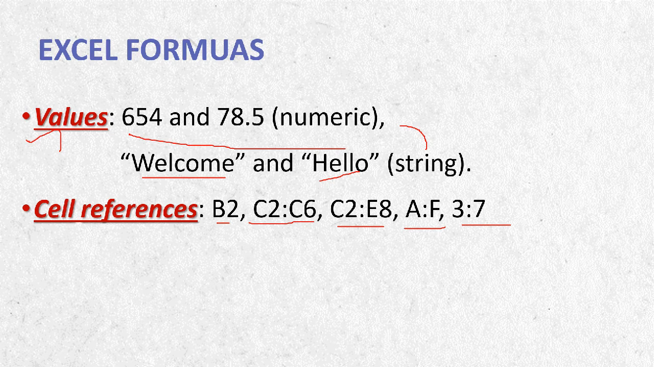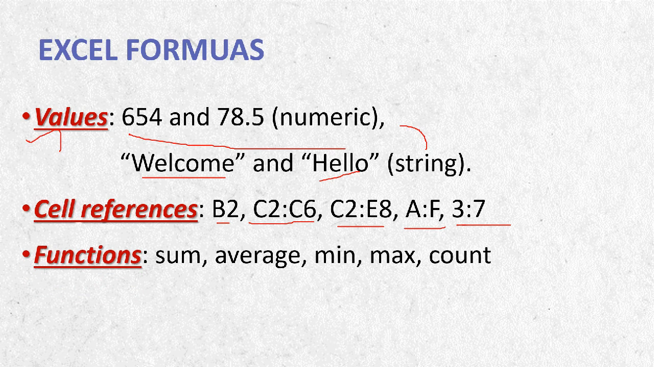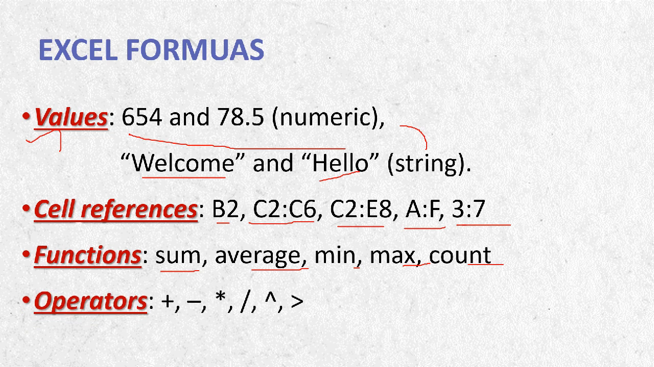I'll explain what C2:E8 and A:37 denote in the next slide. Next is functions. Functions like sum, average, minimum, maximum, count can be included in an Excel formula. And operators like plus, minus. The star denotes multiplication and the slash denotes division. This is power, greater than. So an Excel formula can contain values, cell references, functions and operators.